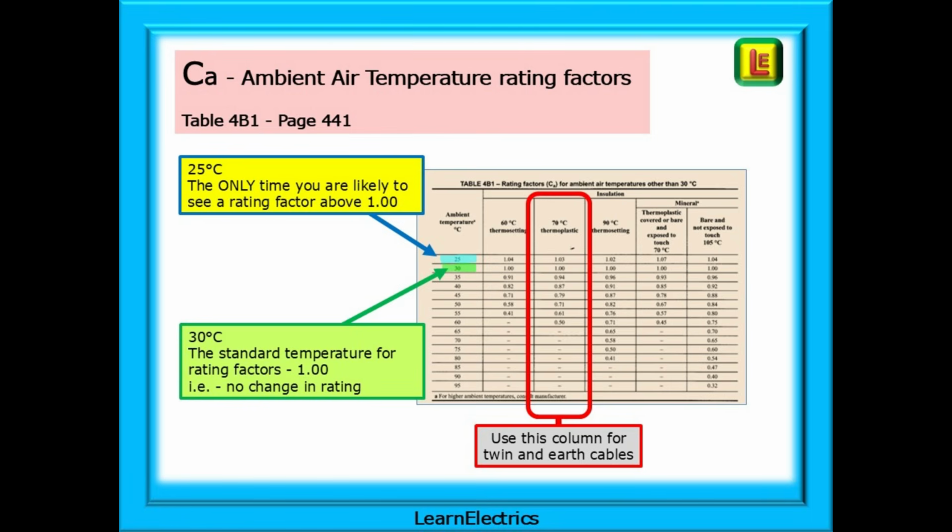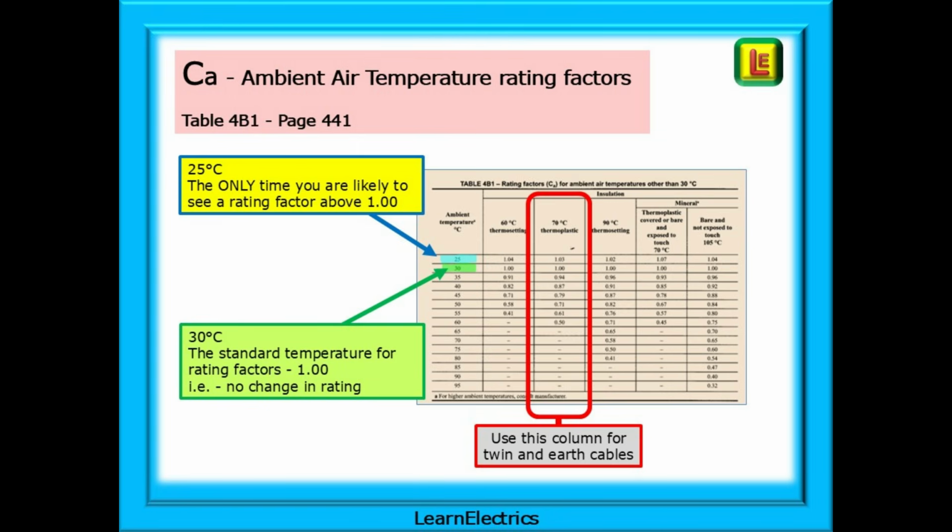CA is the rating factor for ambient air temperature, and these factors are detailed in table 4B1 on page 441. And this is an easy table to use. Choose the ambient air temperature in question, then find the corresponding entry for 70 degree thermoplastic cable in the case of twin and earth, and then read off the rating factor.